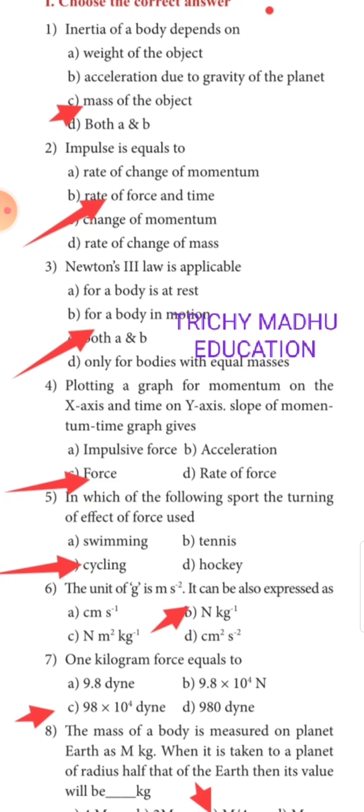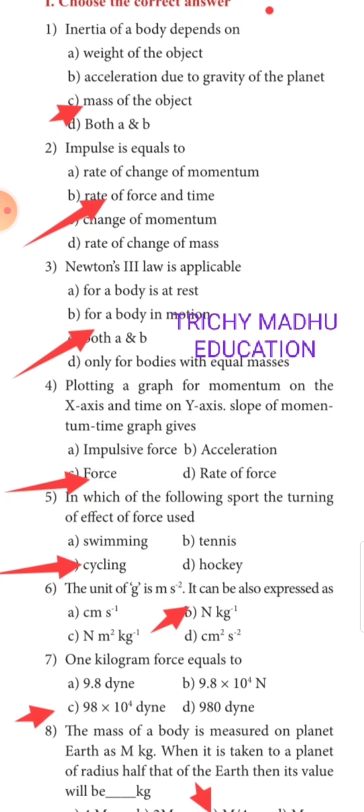Number 4. Plotting a graph with momentum on the x-axis and time on the y-axis, the slope of the momentum-time graph gives force. Answer C, force.